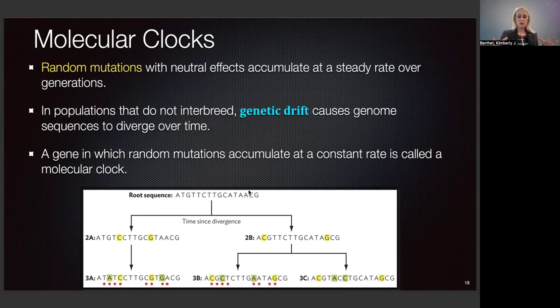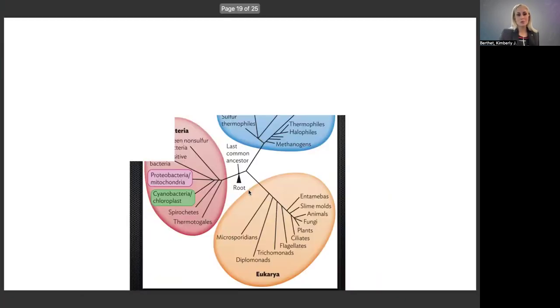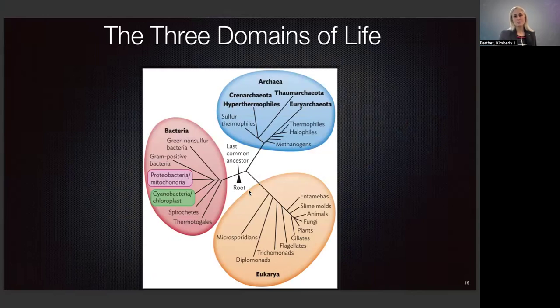Just like we can look at the rings on a tree, knowing how often rings form on a tree and how old that tree is, we can look at the amount of mutations within a species of microorganisms and trace that back like a molecular clock to understand what that organism was before it mutated. So molecular clocks are a great way to understand how fast a microorganism is mutating and diverging from others.